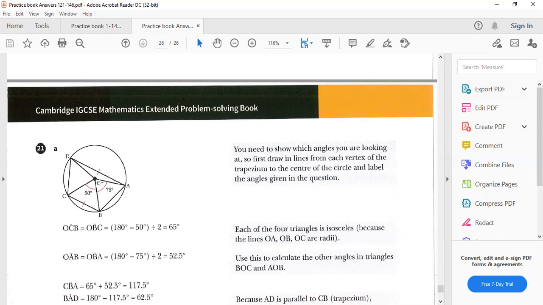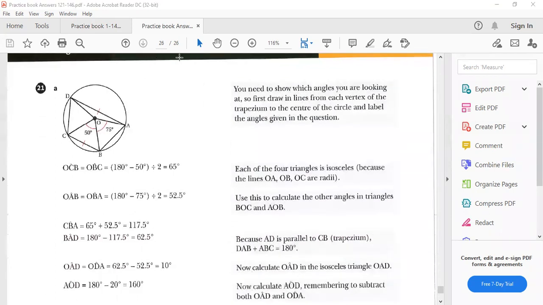OCB and OBC is equal to 180 minus 50, because it's a triangle, the total will be 180. So 180 minus 50 is 130, and 130 divided by 2 is 65. So this side is also 65. This is 65, and this is also 65.